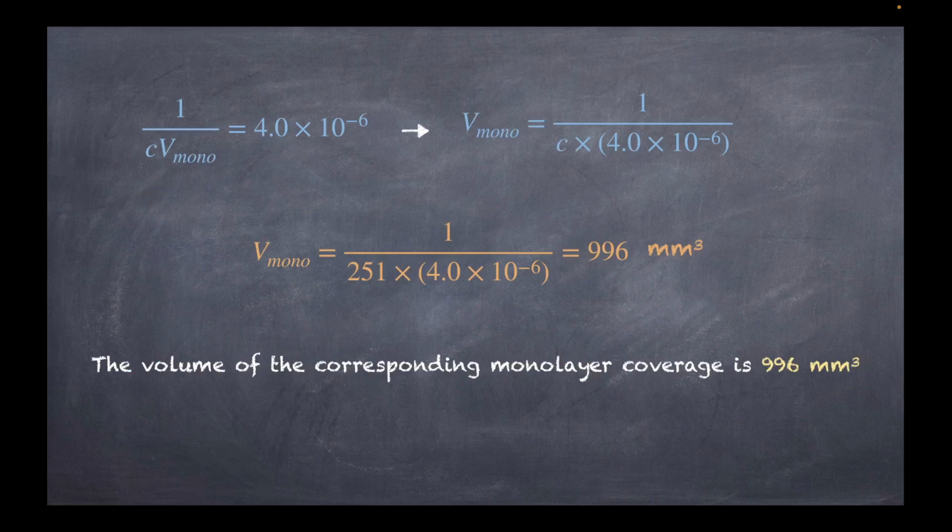Now using this intercept equation, we know the value of C, so we need to find the value of V mono. V mono will be equal to 1 divided by 251 times 4.0 times 10 to the power minus 6, which is 996 millimeter cube, to the nearest integer value. So the volume corresponding to the monolayer coverage is 996 millimeter cube.